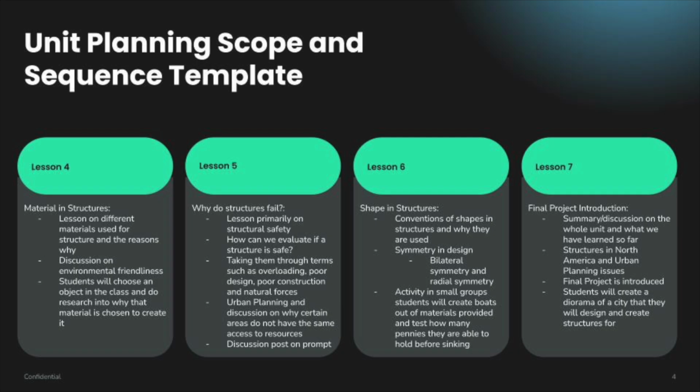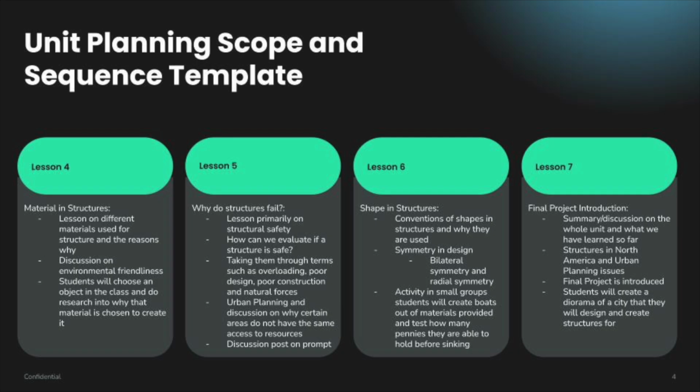Lesson 6 will be about shape and structures, conventions of why shapes are used, relating lots to symmetry, so bilateral symmetry and radial symmetry. Students will then be given the task in small groups to create boats out of materials provided and test how many pennies they're able to hold in a boat before sinking, showing a lot of real world application to what we just learned.